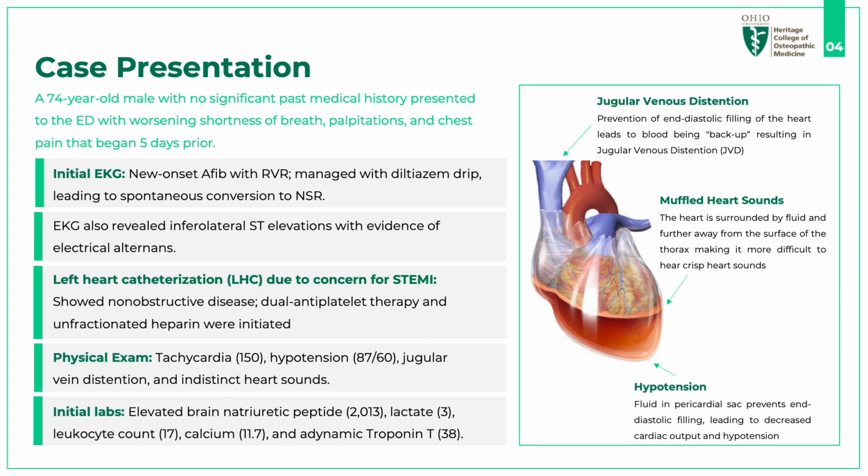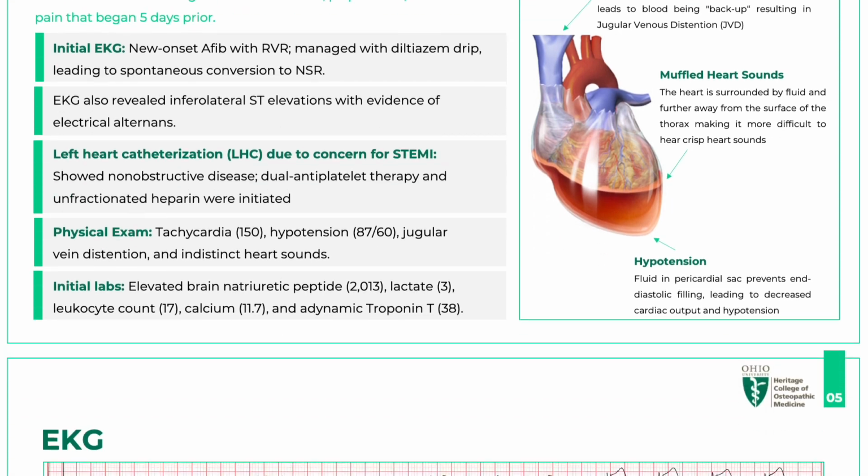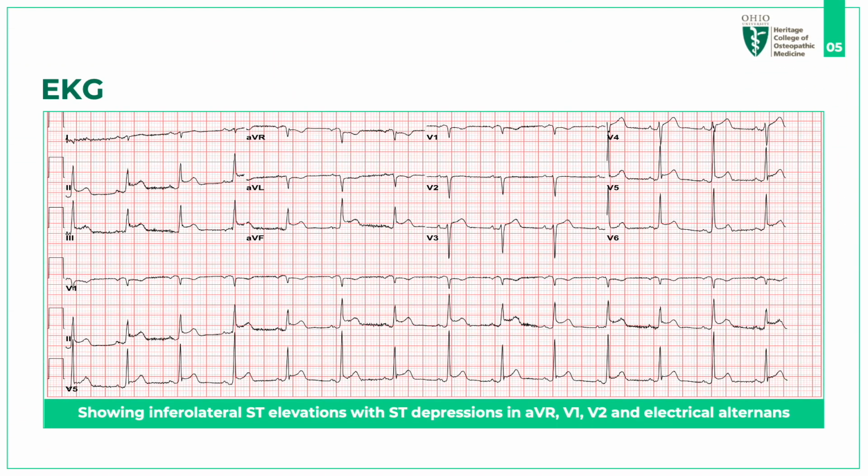Physical exam findings showed tachycardia, hypotension, JVD, and indistinct heart sounds, which correlate towards Beck's triad, suggesting a pericardial effusion with cardiac tamponade physiology. He also had adynamic troponins of 38, elevated BNP, lactate, and a leukocyte count. This is the patient's EKG. They were first concerned about a STEMI, but after the cath, this seemed more suggestive of pericarditis.